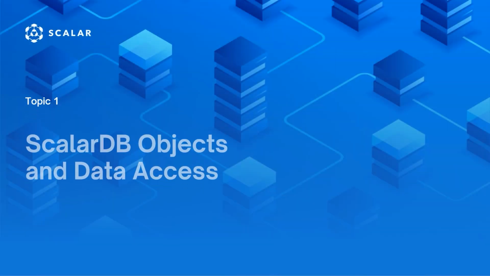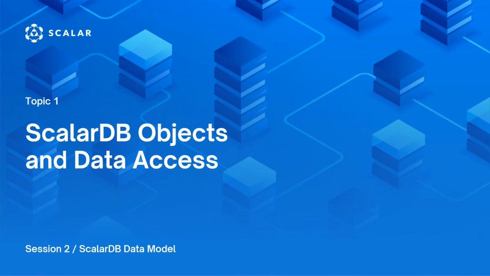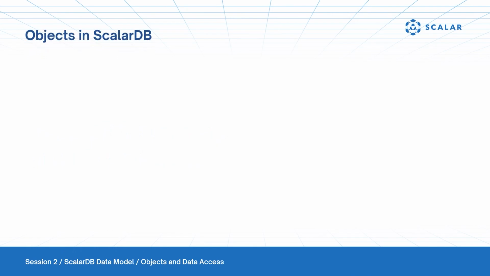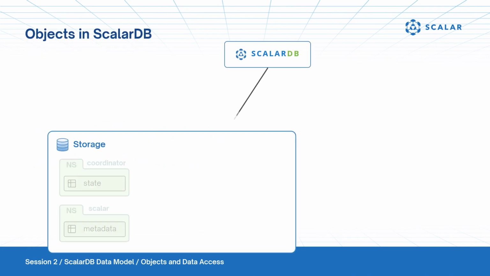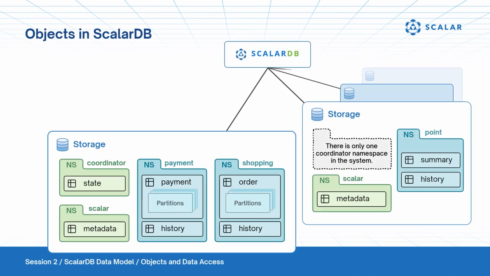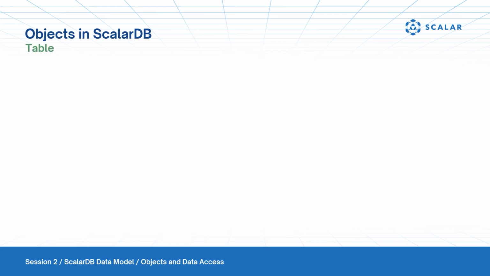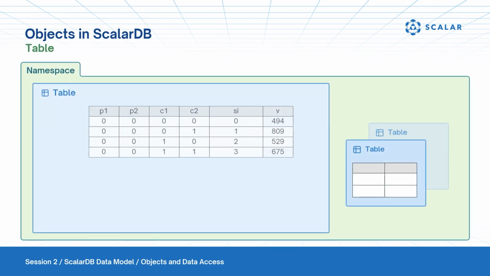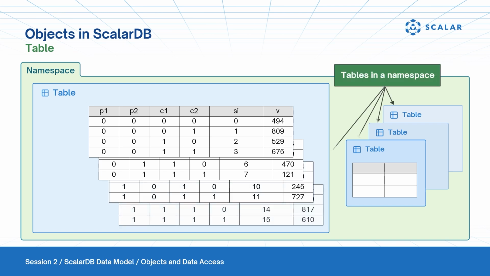Let us discuss ScalarDB objects and data access. In the previous session, we discussed ScalarDB objects such as storage, namespace, and table. In this session, we will discuss ScalarDB's data model and design considerations in order to maximize its advantages. This is a conceptual diagram showing a namespace and multiple tables defined within it.